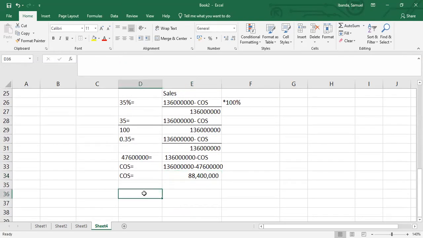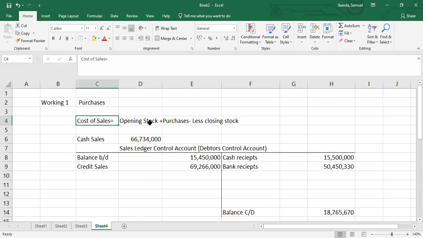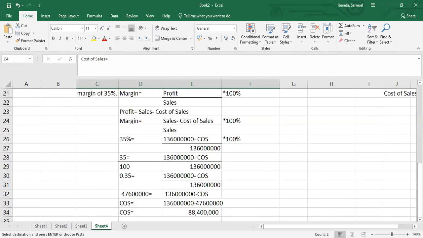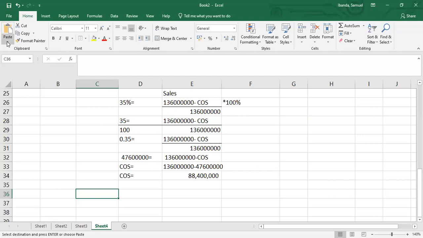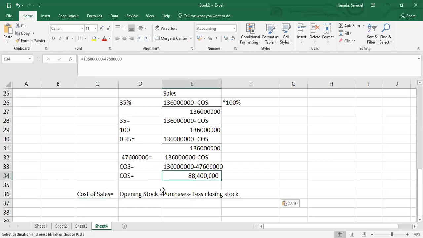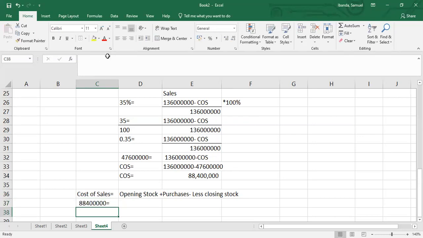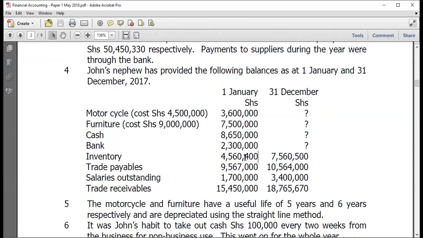Now, why did I first find the cost of sales? Remember what I stated up here, where I said that cost of sales is equal to opening stock plus purchases less closing stock. Okay. So I'm going to come down here and do it like this. So I now have my cost of sales, which is how much? 88.4 million. So I have my cost of sales right there. And we are saying that this is equal to, do I have my opening stock? When I come here, I actually have opening stock. Do you see this? This is my opening stock.